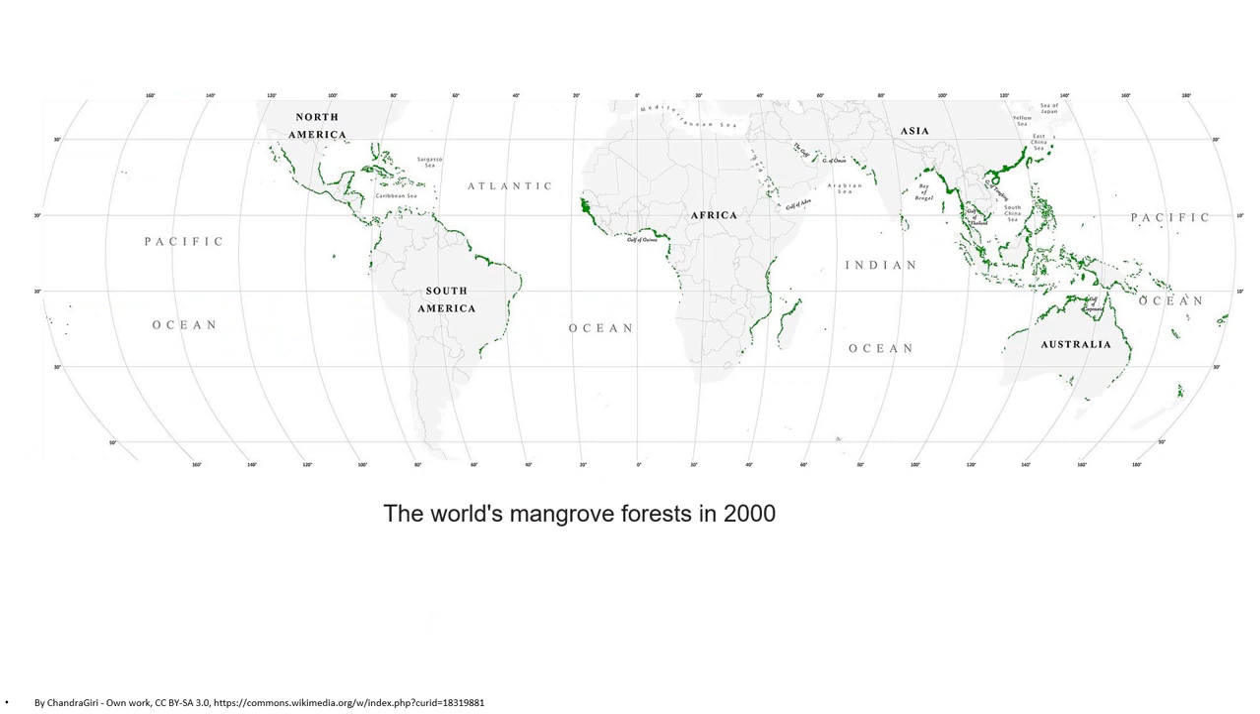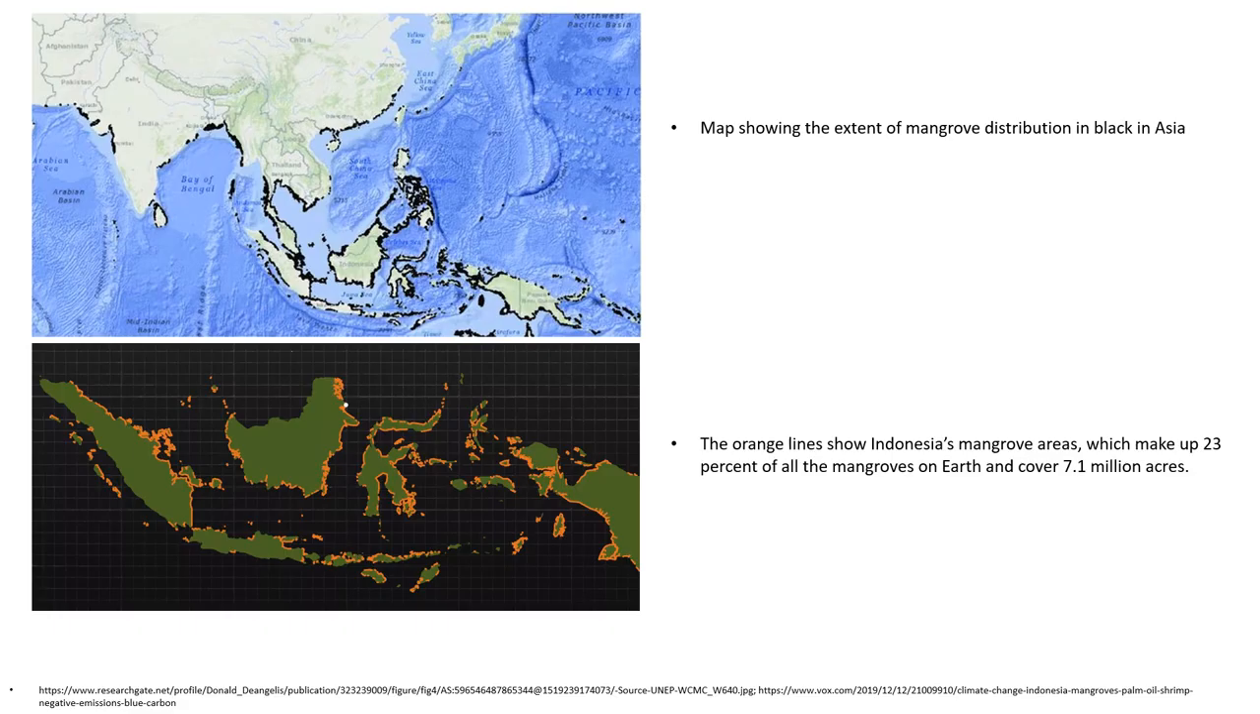Here in this map is shown the presence and spread of mangrove forests at different coastal regions on this earth. The Asian shoreline constitutes more than half of the entire mangrove forest cover on this earth. The map on the top shows the mangrove cover in black color, and in the bottom map, the orange lines show Indonesia's mangrove area, which constitutes 23% of the world's forest cover.